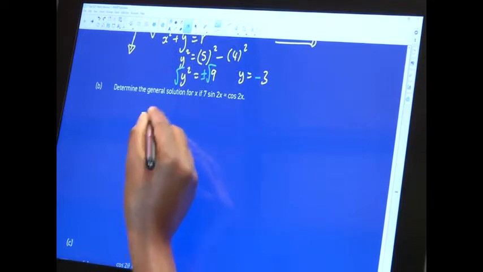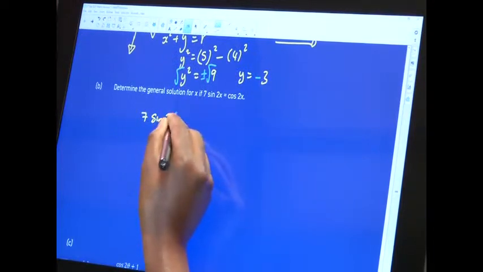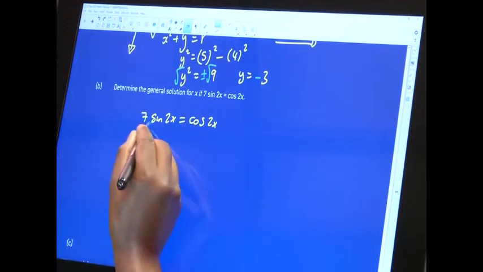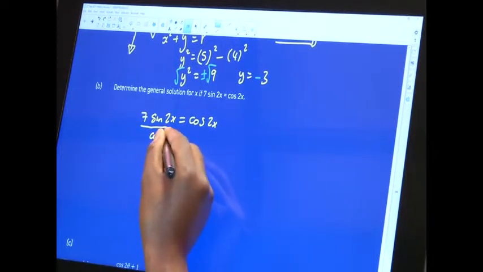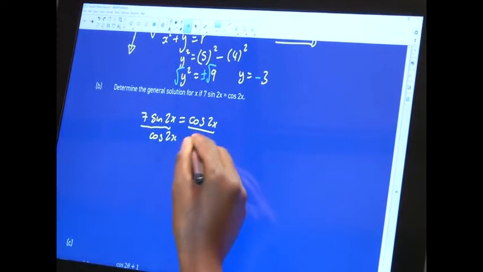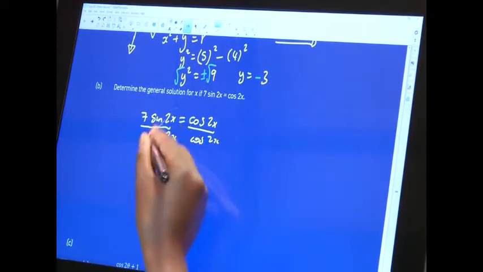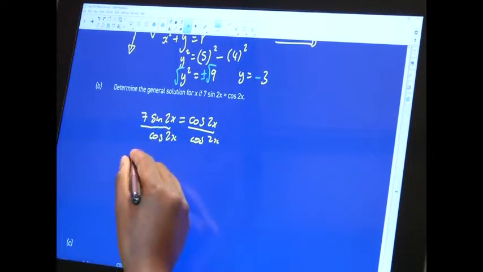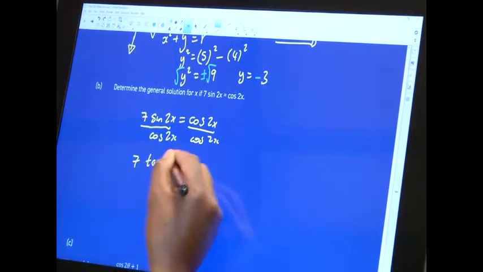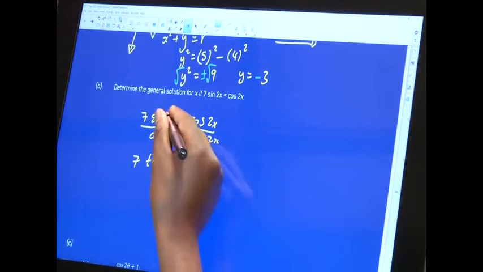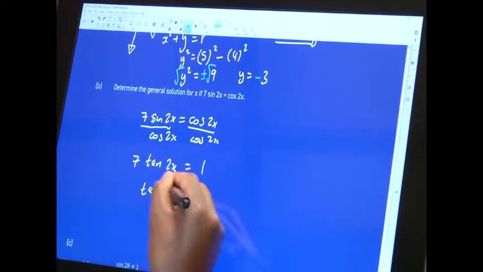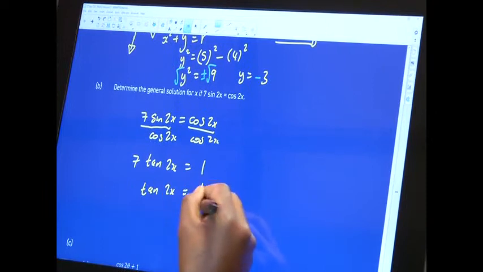So what I'm going to do, I'm going to say if I have 7 sine 2x is the same as the cosine of 2x, I'm instead going to divide both sides by cos 2x and divide this side as well by cos 2x. That's going to cancel. I'm going to get a 1 there, and that's going to give me the tan. So I'm just sitting with 7 tan of the same angle. As long as the angle matches, it will convert to tan. So you'll notice that the tan 2x gives you 1 on 7.